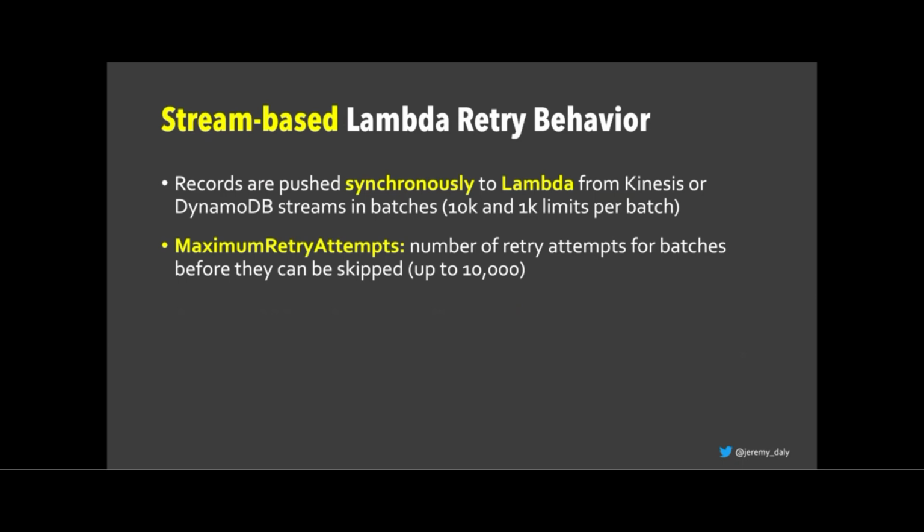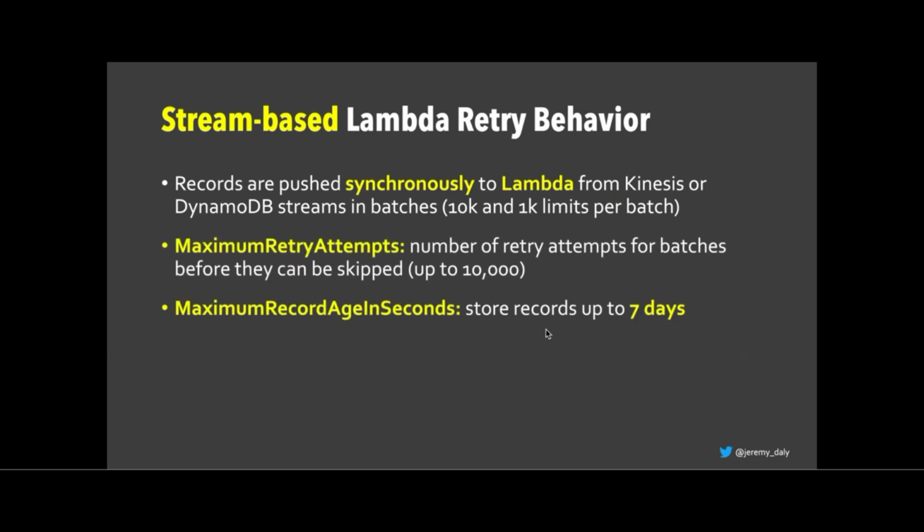Essentially, if you have one bad message in your Kinesis stream or in your DynamoDB stream, that'll fail that entire batch, and that'll keep retrying. And by default, I think it's 10,000 times. It's definitely up to 10,000 times. So that's just something to be careful of, because you can just keep on retrying and retrying and retrying, and that's not the best way to handle that. So be careful of those poison pills.